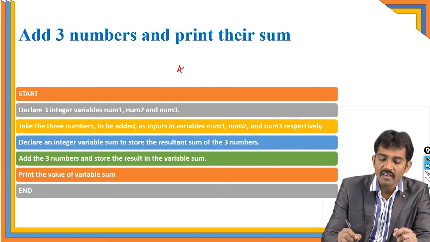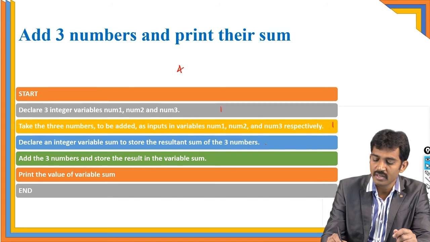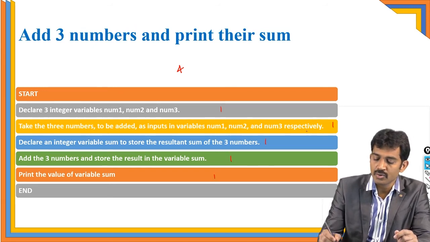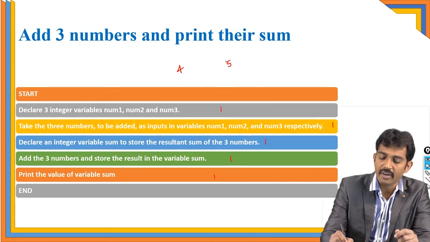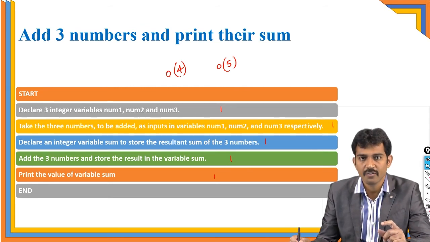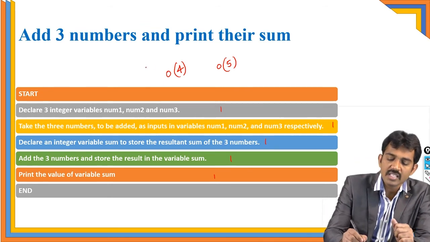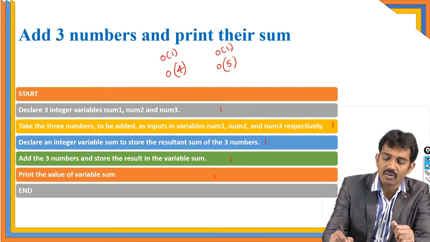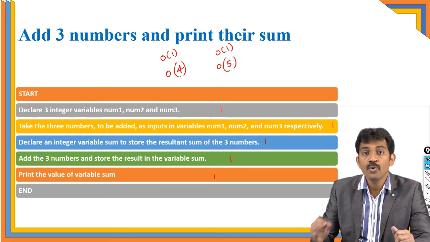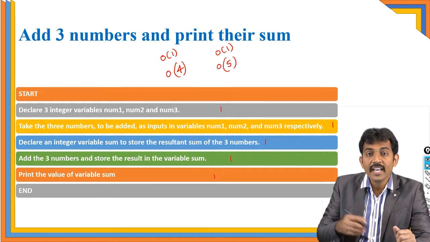Here, every step is going to take 1 unit of time. This is 1, 1, 1, 1, 1. That means 1, 2, 3, 4, 5. This is a 5. You can run this program n number of times, and every time it is going to take the same space and the same time. So it is called constant time. You simply call it big O of 1. It's constant time.